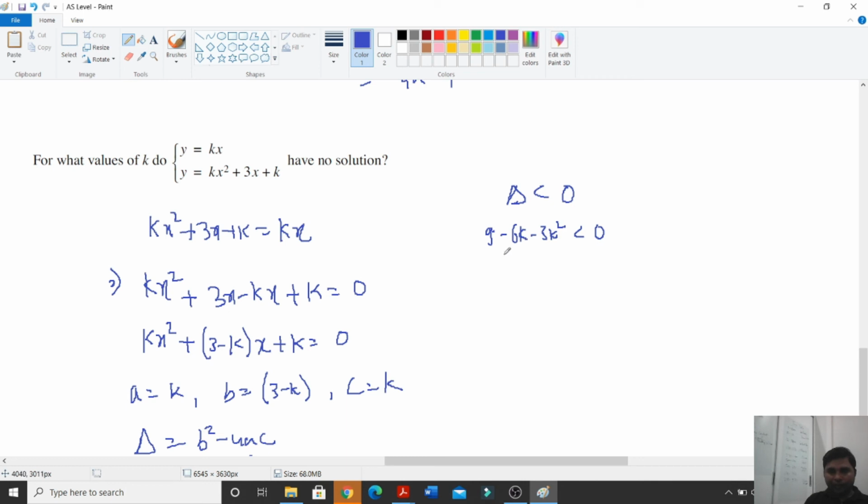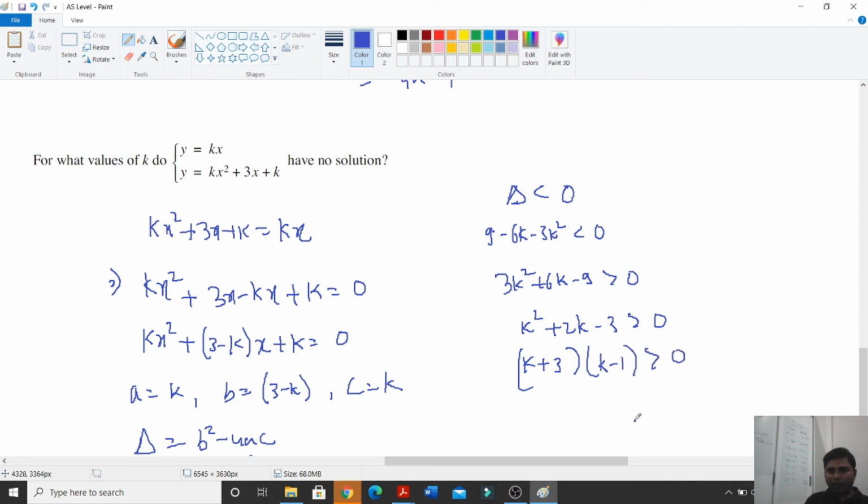So if we multiply with negative, we'll get 3k square plus 6k minus 9 greater than 0. Which will give you k square plus 2k minus 3 greater than 0 if you divide by 3 both sides. Now if you factorize it, you will get (k plus 3)(k minus 1) greater than 0.